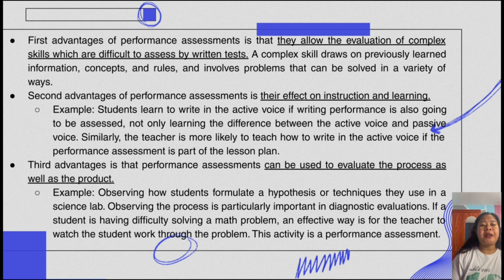So observing the process is particularly important in diagnostic evaluation. If a student is having difficulty solving a math problem, an effective way is for the teacher to watch the student work through the problem. So this activity is a performance assessment.